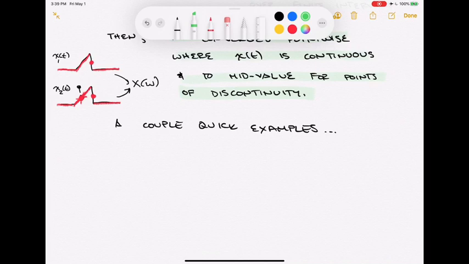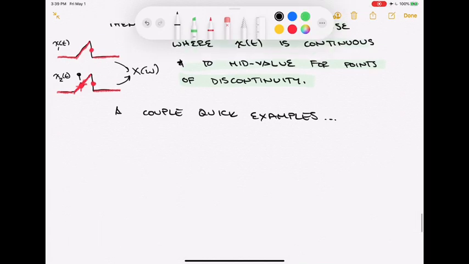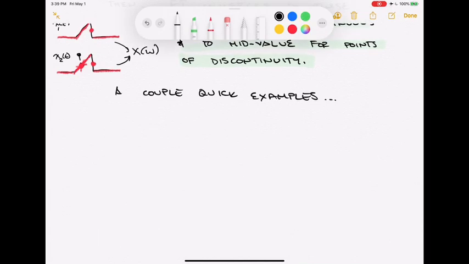So let's do a couple of quick examples before we finish out this lecture. I'd like to go ahead and show the Fourier transform in action. We're just going to pick a couple simple examples. My first example is the signal e to the minus at, u of t. Let's let that be equal to x of t.